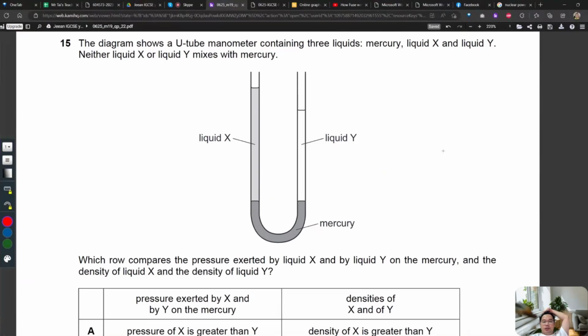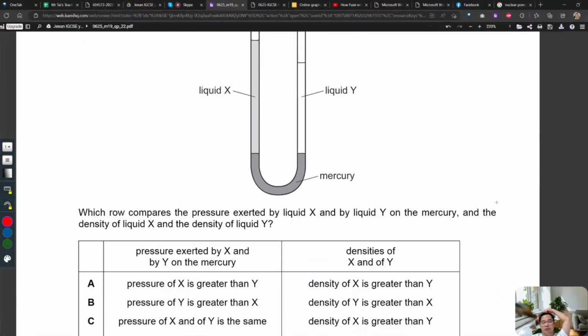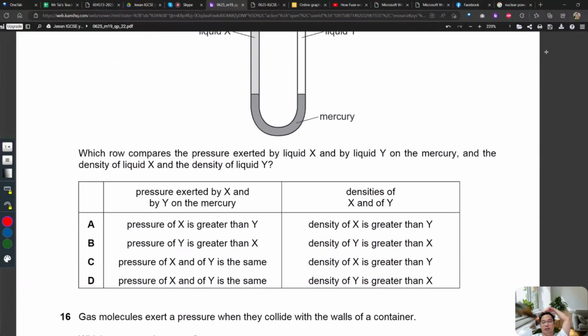15. The diagram shows a U-tube manometer containing 3 liquids: mercury, X, Y. Neither liquid X nor Y mixes with mercury. Mercury at the bottom, huh? Which row compares the pressure exerted by liquid X and by liquid Y on the mercury, and the density of liquid X and the density of liquid Y? Seems a complicated problem, huh?